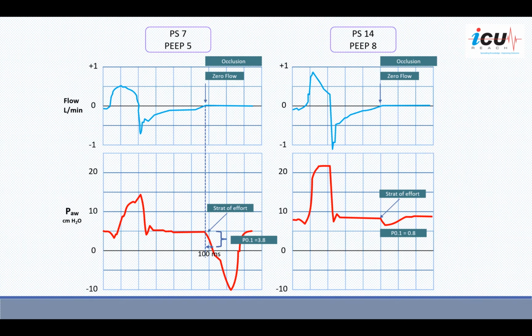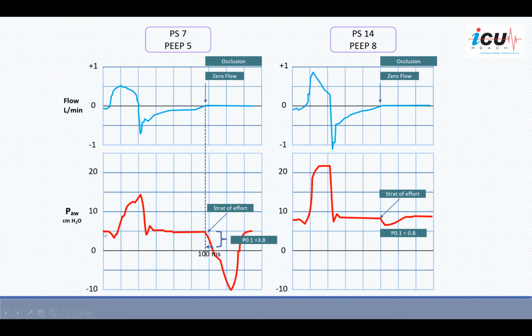And to explain the idea in a clearer way, let's take a look at these two patients, where the pressure support on the patient on the left is only 7 centimeter of water and PEEP of 5, compared to pressure support of 14 on the right side and PEEP of 8. So apparently this patient has a higher level of support compared to this patient. In the first breath here, you will see this is the pressure tracing and this is the flow tracing, flow over time, pressure over time.